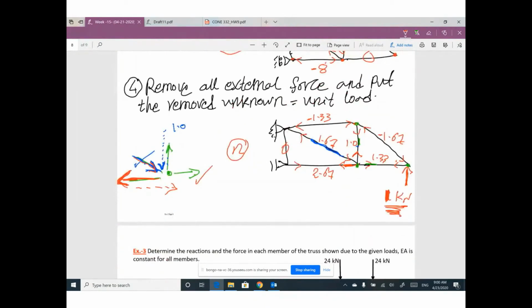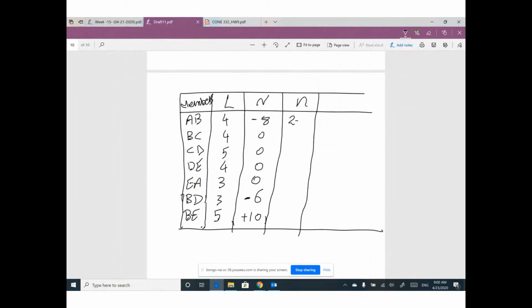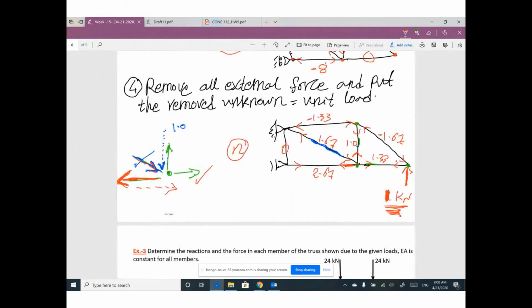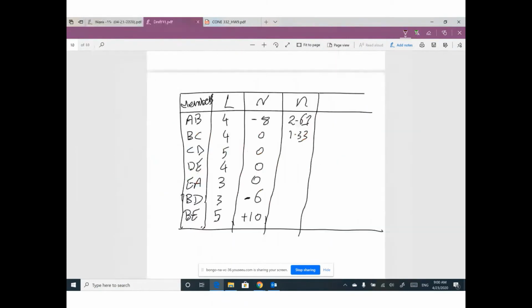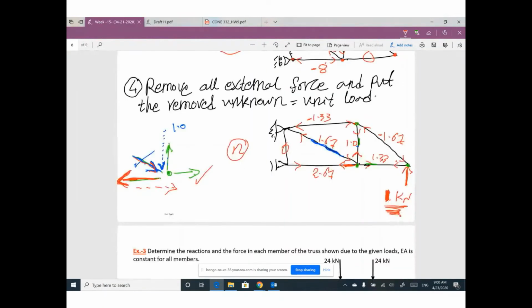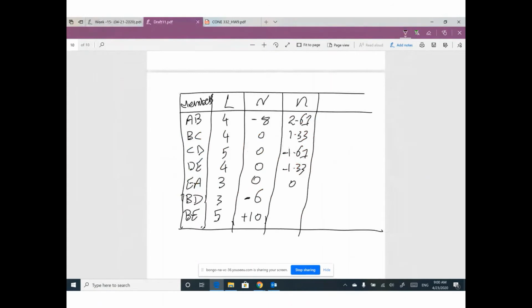The small n values are 2.67, 1.33, 2.67, 1.33, negative 0. What else? We have positive 1, negative 1, and negative 1.67. This one is negative because it's a compression.